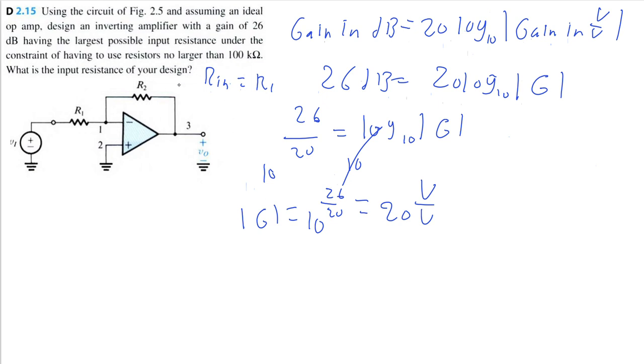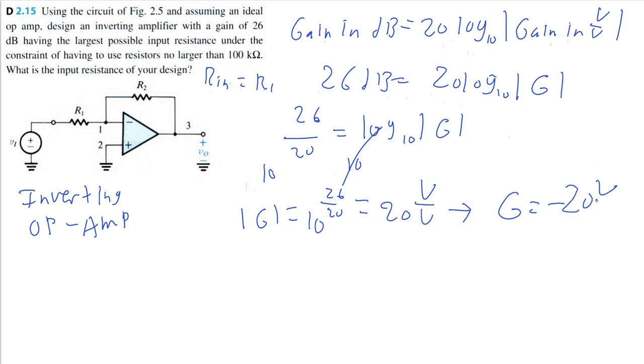Now, is this gain actually positive? The answer is no. Because the voltage input is at the negative terminal, this is an inverting op-amp. And the whole point of an inverting op-amp is to amplify and negate the input voltage. So therefore, our actual gain is negative 20 volt to volt.